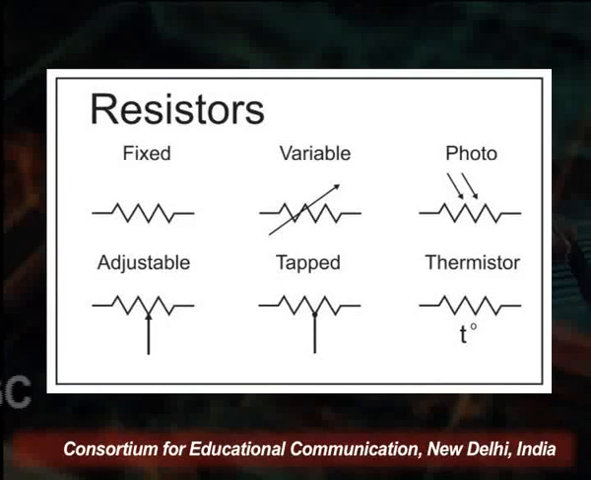Now these are the basic symbols of resistors. The first symbol on the left-hand side represents a fixed-value resistor. The second, with an arrow, is a variable resistor, meaning we can change the value of the resistance. Photoresistors are also there, and adjustable ones where we can change the value. A trimmer resistor is represented in this manner. Then there is a thermistor, which depends upon the temperature value, also denoted by T. These are the basic symbols of the resistor. There are many more types of resistors, each with their own representation.